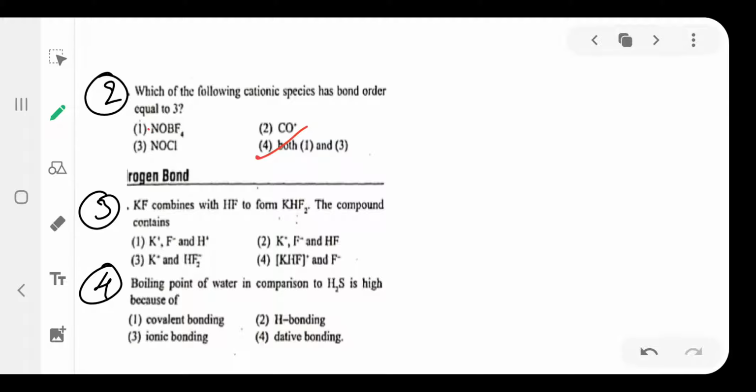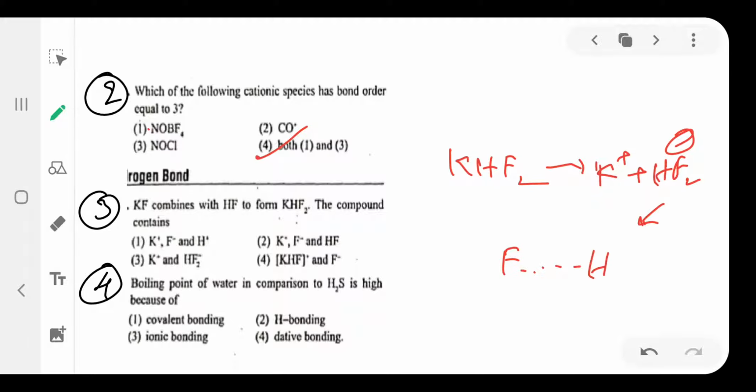Then question number 3. KF combines with HF to form KHF2. The compound contains, see here, KHF2 dissociates to form K plus and HF2 minus. Here this HF2 minus is bonded through a hydrogen bond: one fluorine is there, and a hydrogen bond to another HF. That's why it is stabilized by the hydrogen bond. So the compound contains K plus and HF2 minus ions. Option is 3.